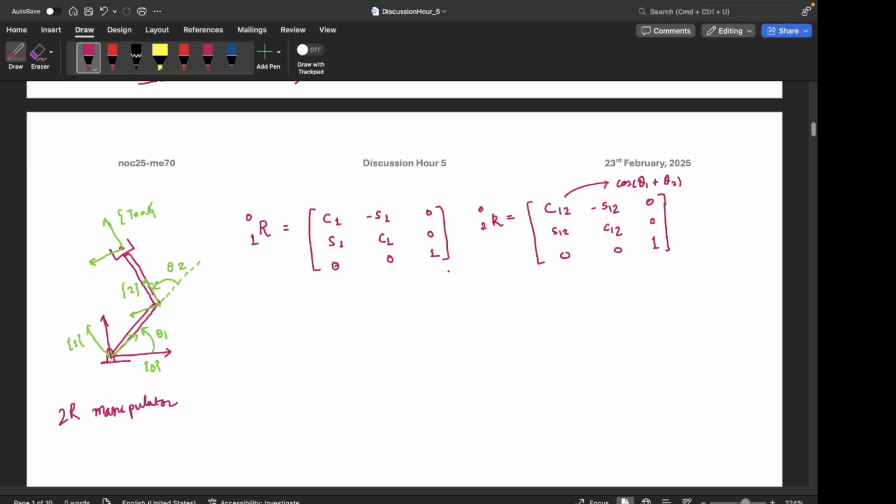So this is the other rotation matrix, and the rotation matrix of frame 3 is the same as the rotation matrix of frame 2, because there is no change in orientation between frames 2 and 3, so this remains the same. C12, S12, S12, C12, 0, 0.